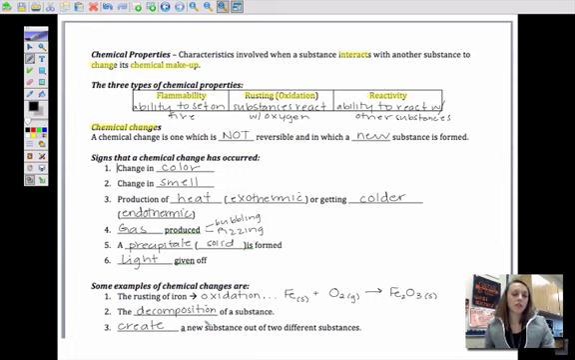So there are 2 questions you have to ask yourself when you're defining physical and chemical changes. The first one you're going to ask yourself is, is it still the same substance? And if so, then it's a physical change. If not, it's a chemical change. And the second question you ask yourself is, can I reverse this process? If yes, then it's a physical change. If no, then it's a chemical change.